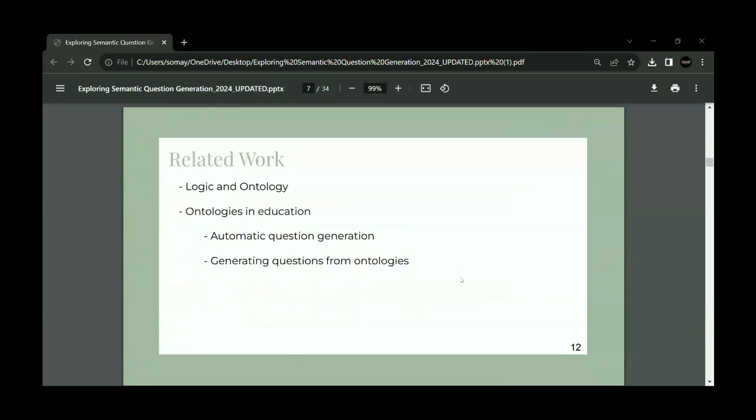Now we will go through related work. We'll go through logic and ontology, ontologies in education, the automatic question generation methods, and generating questions from ontologies.